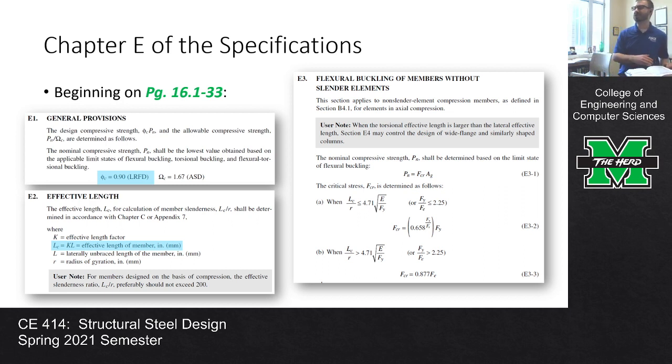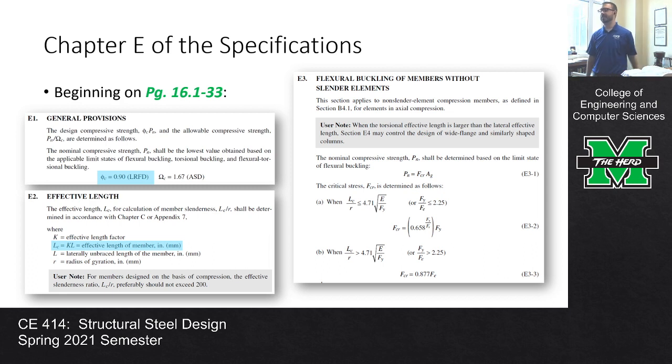So if you're in I shapes, you're in either section E3 or E4. And the only reason you'd ever be in E4 is if the section isn't symmetric. So we're only going to be dealing with E3. Section E2 just says what the effective length is. That's just K times L, which we knew.